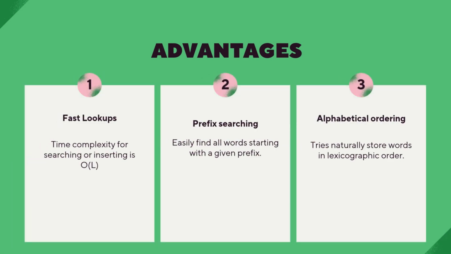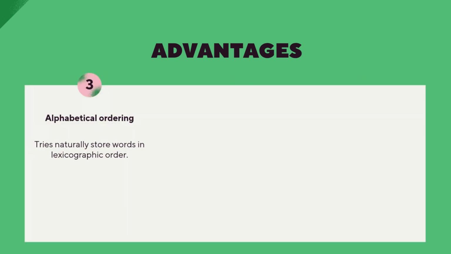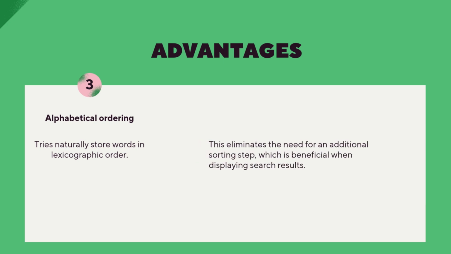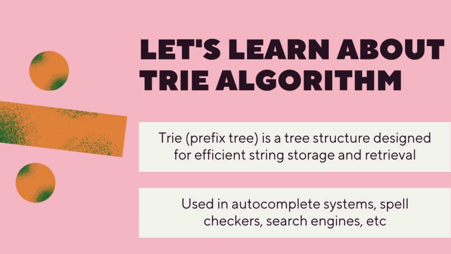Third, alphabetical ordering. Tries naturally store words in lexicographic order. Because child nodes are typically stored in alphabetical order, traversing the trie from left to right will output words in dictionary order. This eliminates the need for an additional sorting step, which is beneficial when displaying search results or organizing data alphabetically. These properties make tries useful for autocomplete systems, dictionaries, word games, and even IP routing.